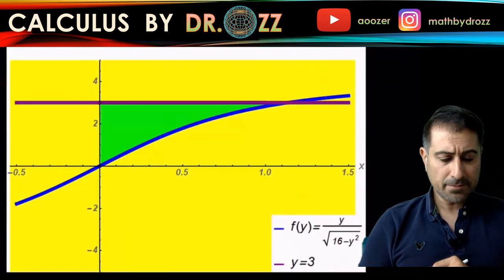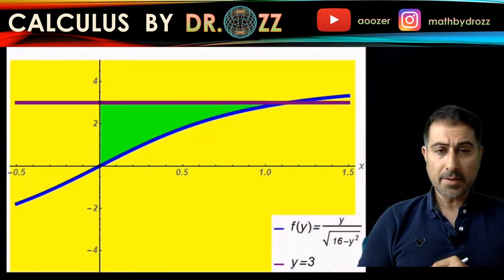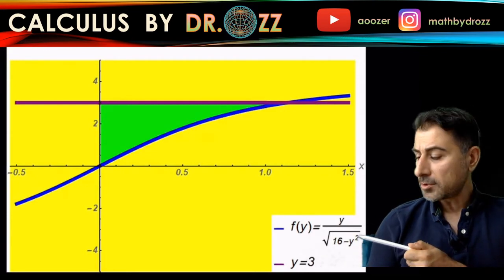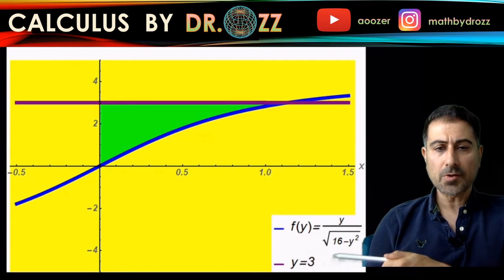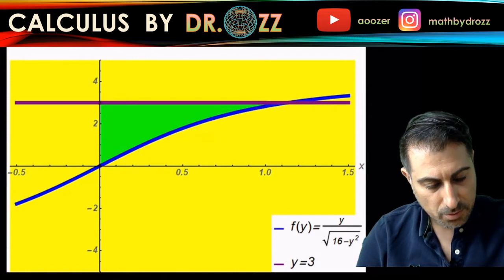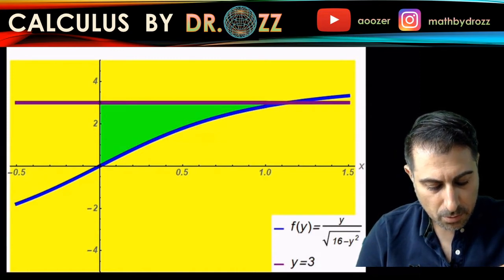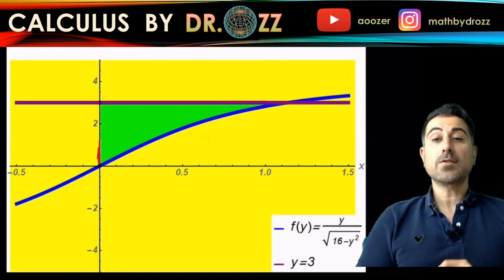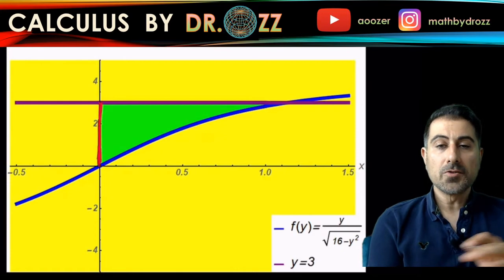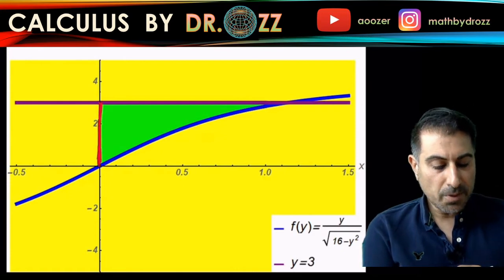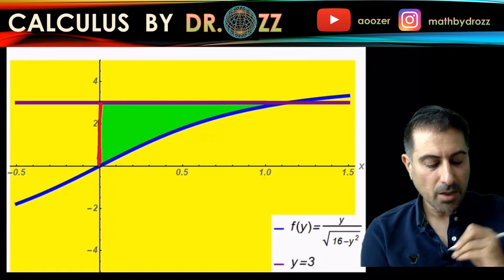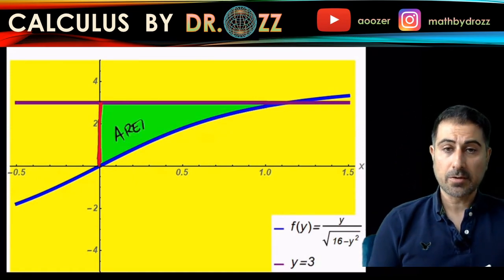After you graph, the blue one is x equals the square root of 16 minus y squared. And then you have the y equals 3 horizontal line, which is the purple, and there's the y-axis here. Let me also make it bold here. So here we go. The region enclosed by these three curves would be exactly the green region, and the question is asking to find the area of this region here.